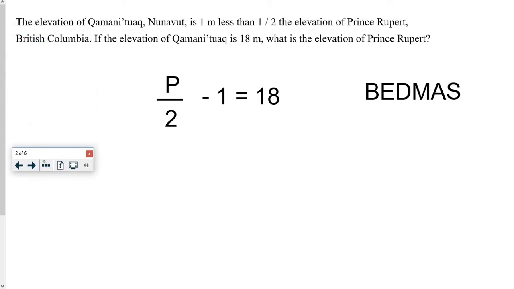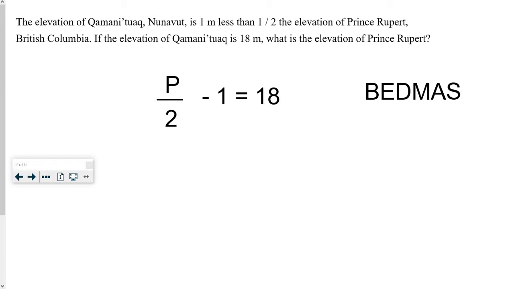So the elevation of Qummanituaq, Nunavut, is 1 meter less than half the elevation of Prince Rupert, British Columbia. If the elevation of Qummanituaq is 18 meters, what is the elevation of Prince Rupert? So we know this, that Prince Rupert is half minus 1, and the Qummanituaq is 18 meters. So P, Prince Rupert, divided by 2 minus 1 equals 18.